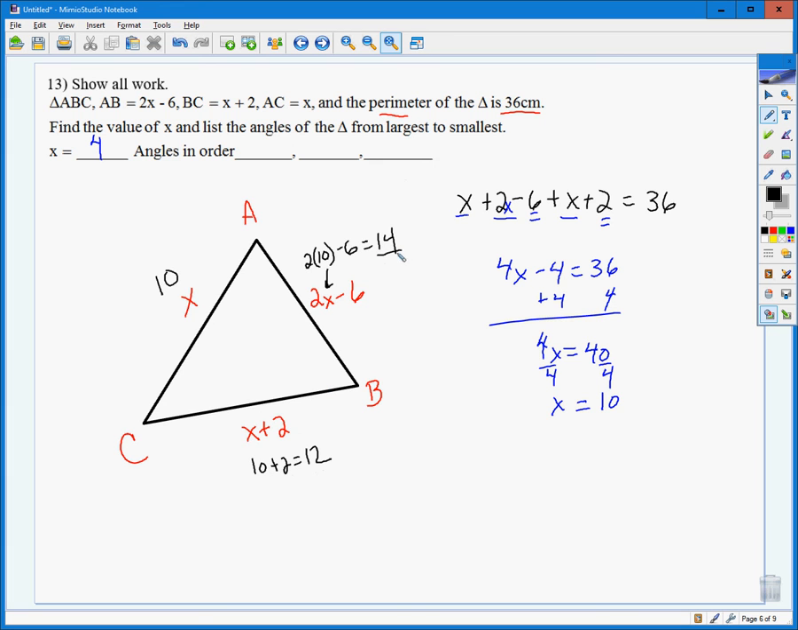Largest is going to be across from the 14, so the largest angle is going to be angle C. Again, make sure you're using the angle symbol and a capital letter. The next largest is going to be across from the 12, angle A. And last, again but not least, is going to be the smallest one, which is angle B.